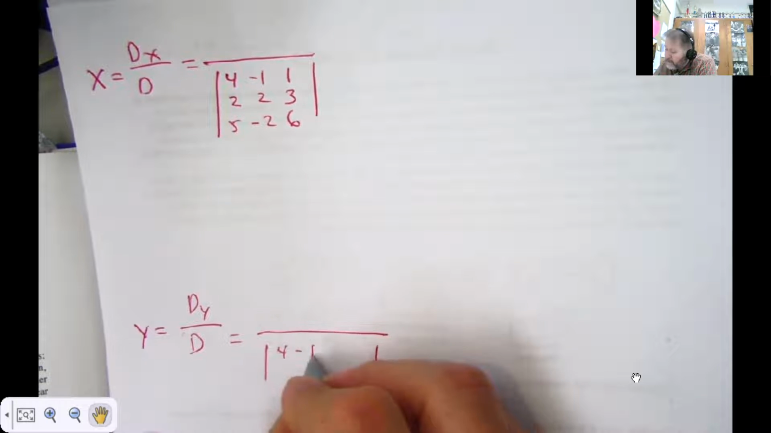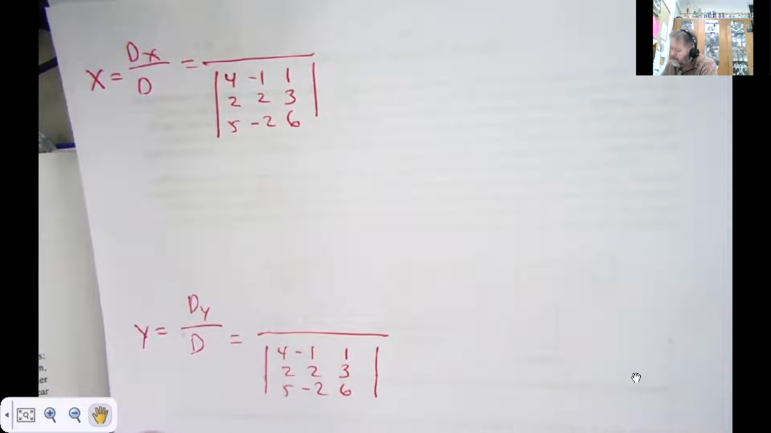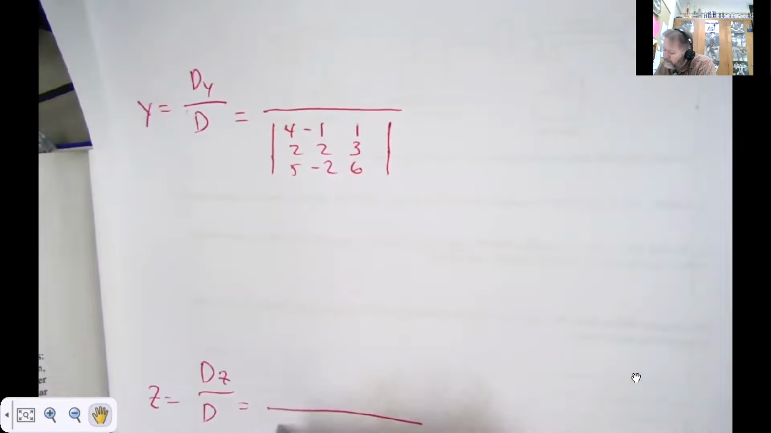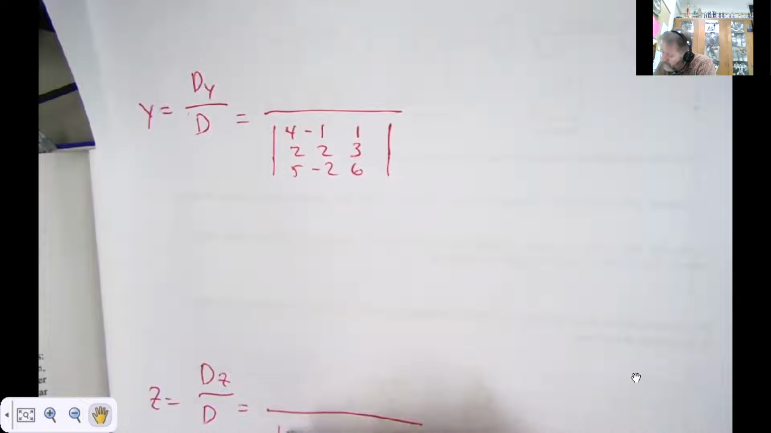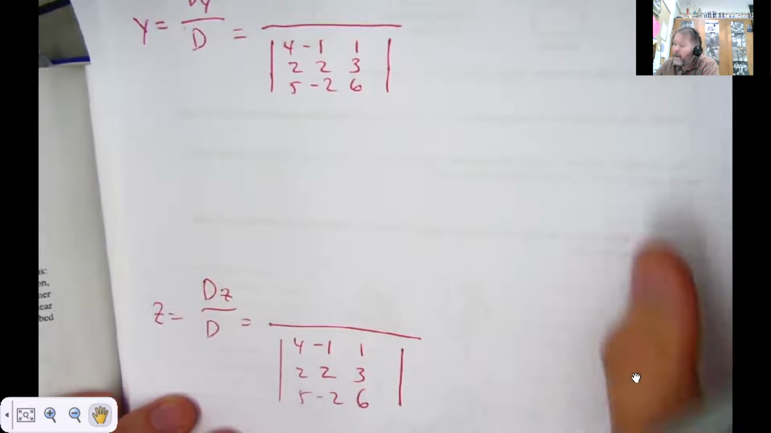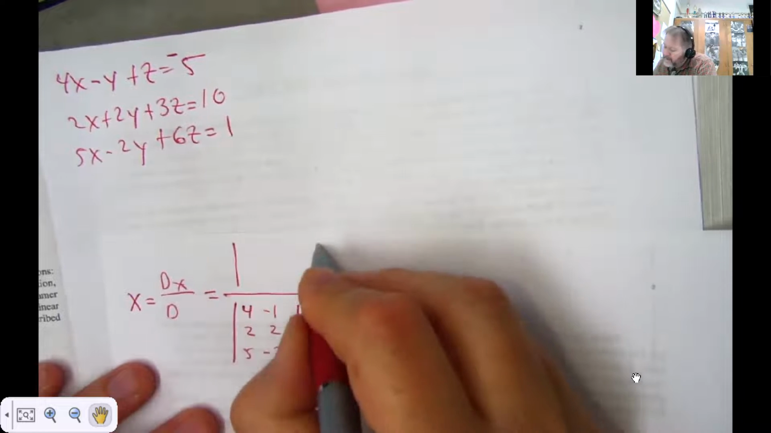4, negative 1, 1, 2, 2, 3, 5, negative 2, 6. And for z, it's going to be 4, negative 1, 1, 2, 2, 3, 5, negative 2, and 6. Sorry about that. All right, now we got to figure out d sub x.